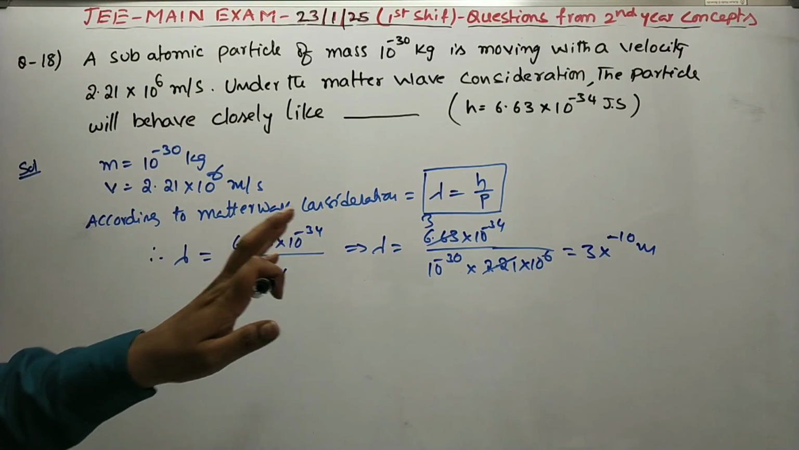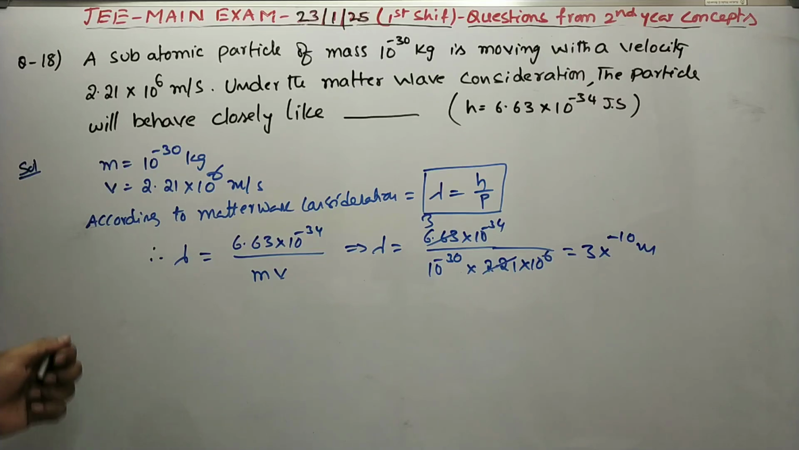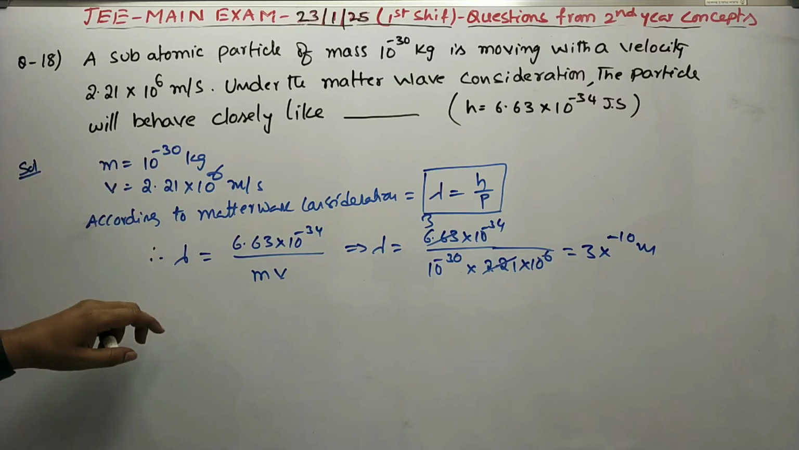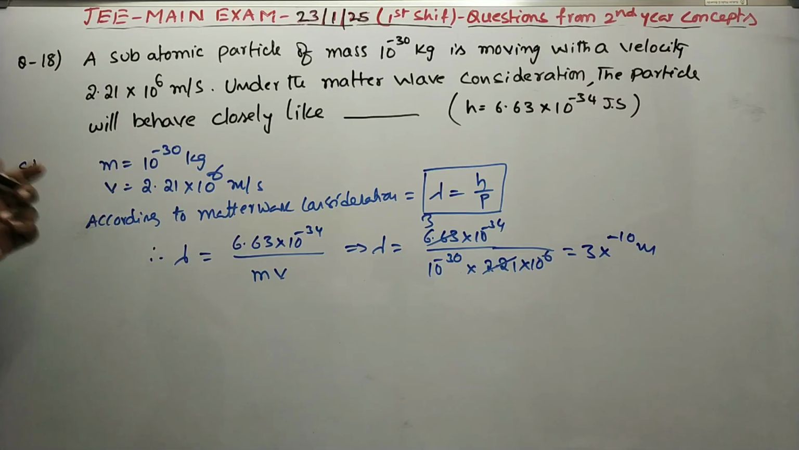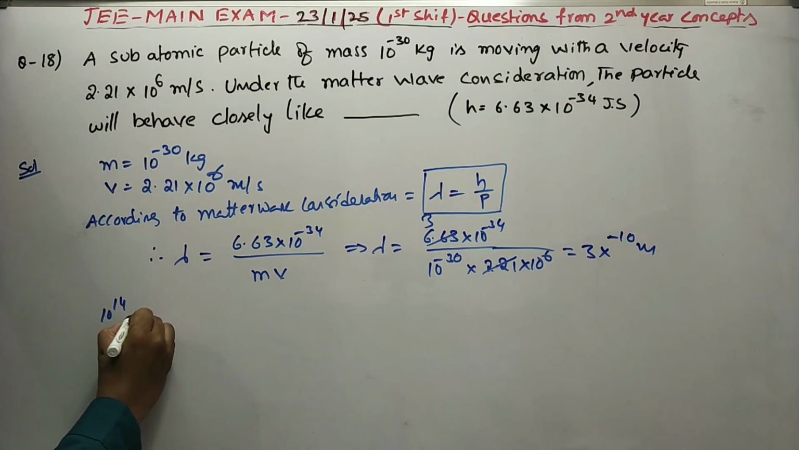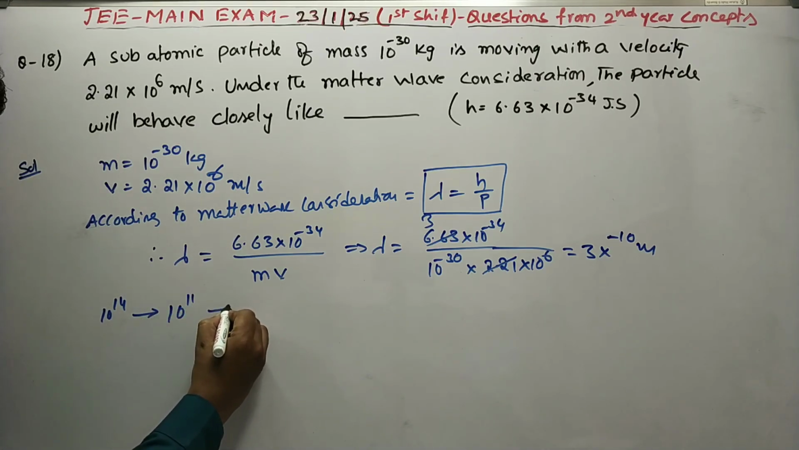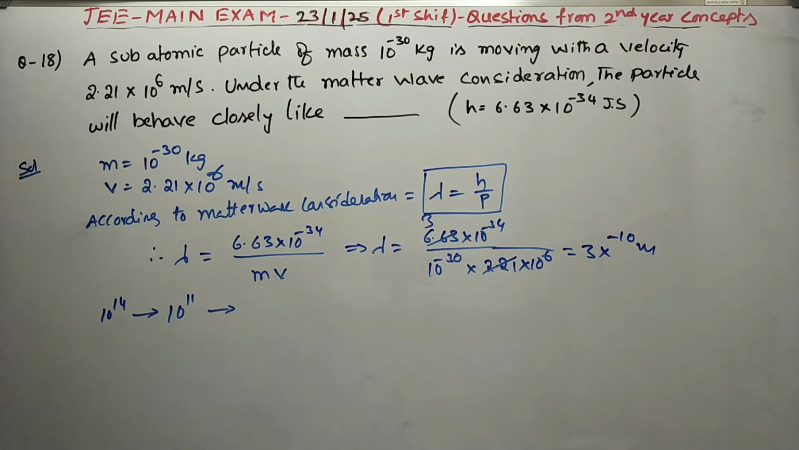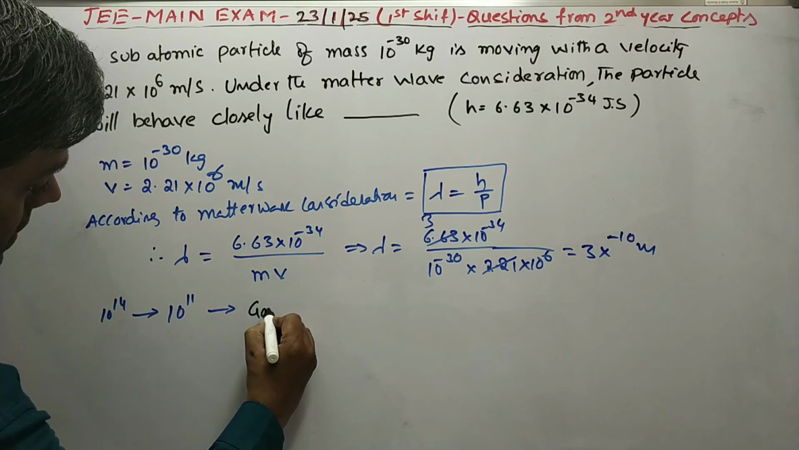Actually, which range does this belong to? Is it in the infrared region, X-ray region, gamma ray region or an invisible ray region? According to the electromagnetic spectrum, wavelengths from 10 power minus 14 to 10 power minus 11, that kind of ray is called gamma rays. These are gamma rays.